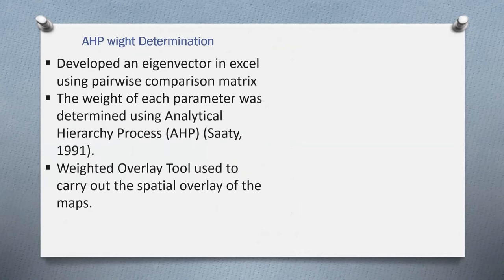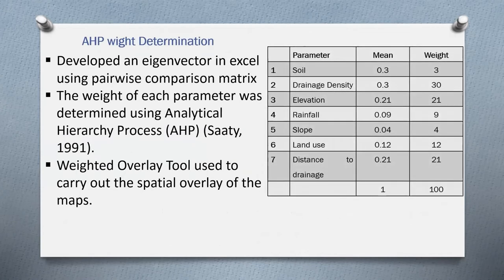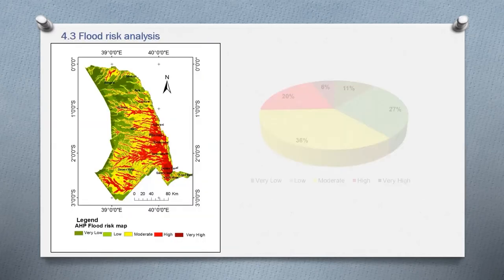This is the AHP indicator that we were using to rank these parameters. The parameters that had a lot of weight here were the elevation and the drainage density, and also the distance to major rivers. So this is the results.